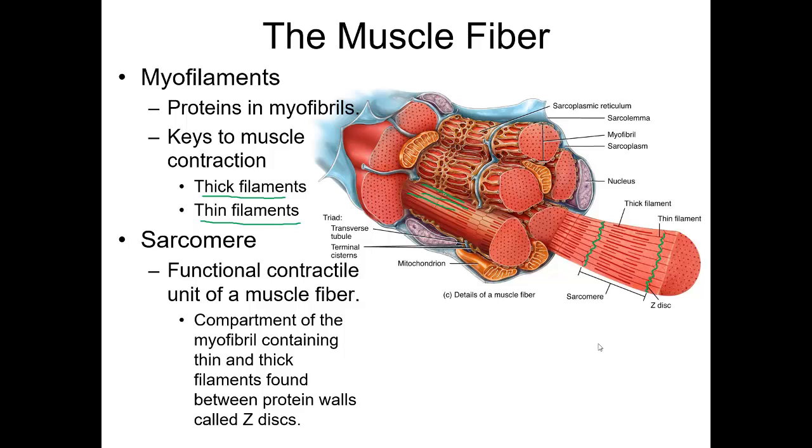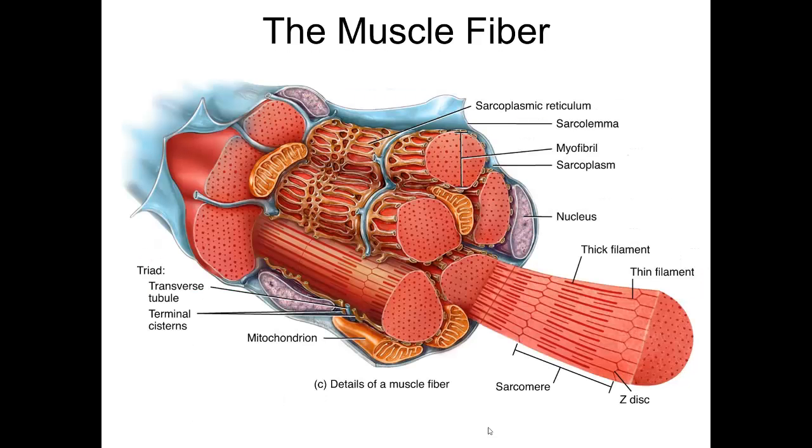So between those 2 green zigzag lines is what is referred to as a sarcomere. And that is a functional contractile unit of a muscle fiber. So when we're talking about muscle contraction, we're going to see this as a unit of muscle contraction. So let's look further into one contractile unit.